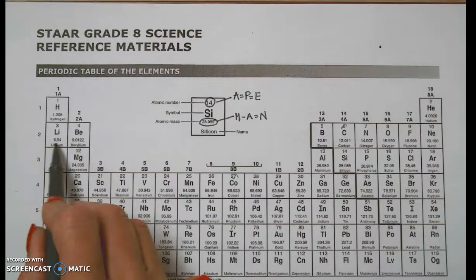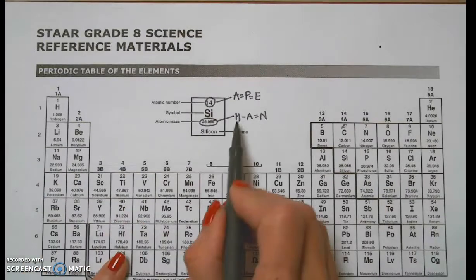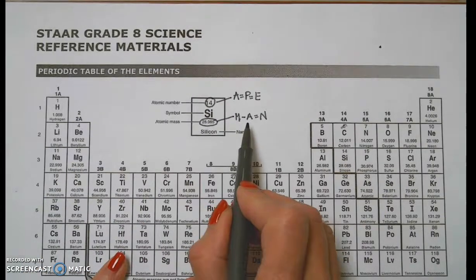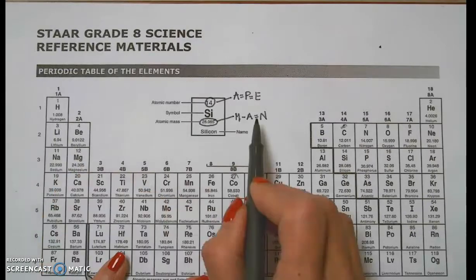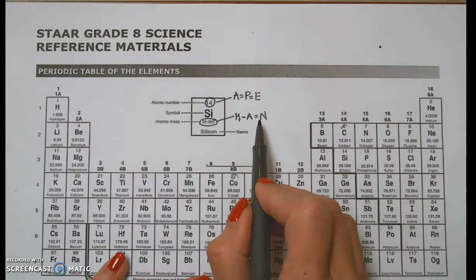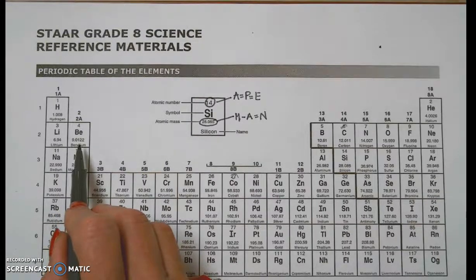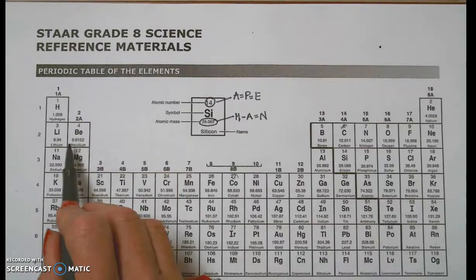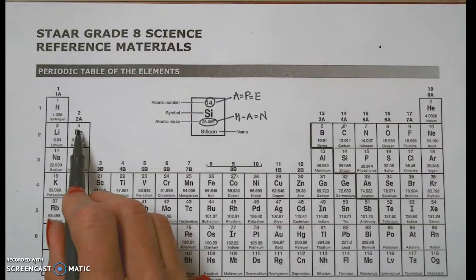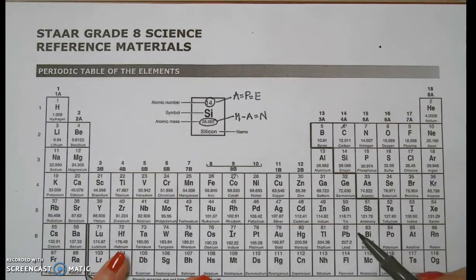So for example, 6.94 would round to 7. 7 minus the 3 would give us 4 neutrons for lithium. Beryllium, 9.01 would round to 9, mass number of 9, minus the atomic number 4 gives us 5 neutrons. So just a quick reminder on how we gather that information.